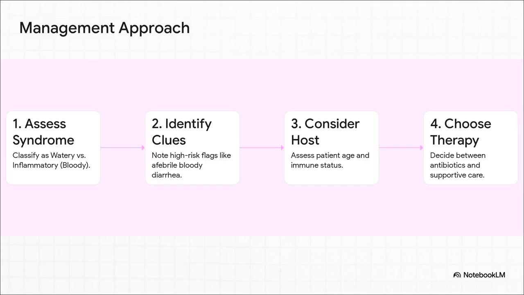Second, look for those red flag clues we talked about, like the afebrile bloody diarrhea. Third, assess your host. Is this a healthy 25-year-old or an 85-year-old on chemotherapy? And finally, once you have all that information, you can choose your therapy wisely, knowing when to give antibiotics and, just as importantly, when to hold off.